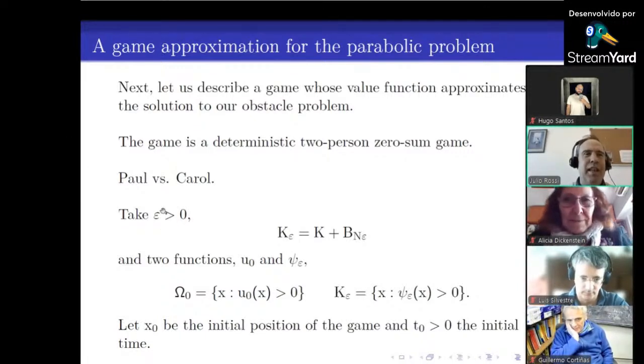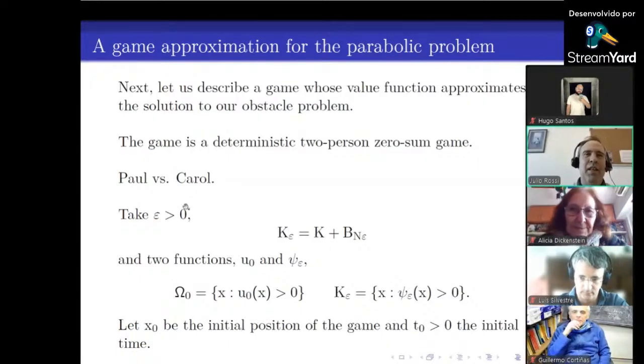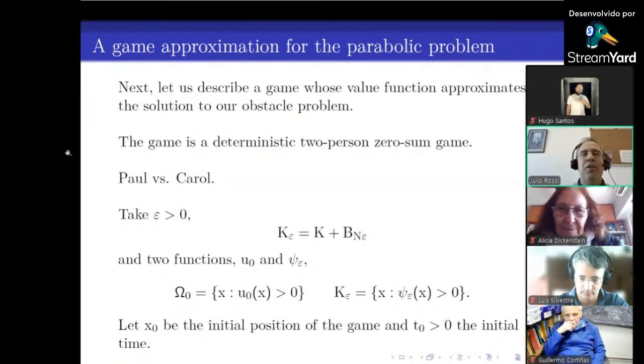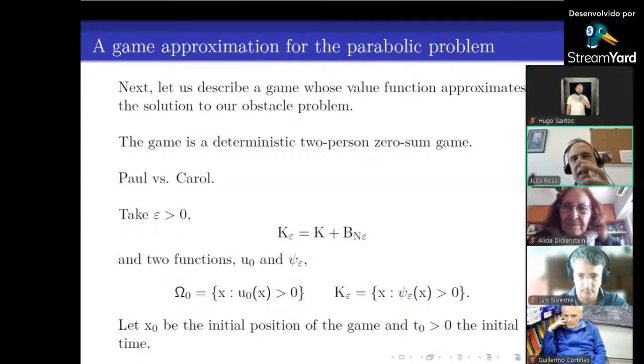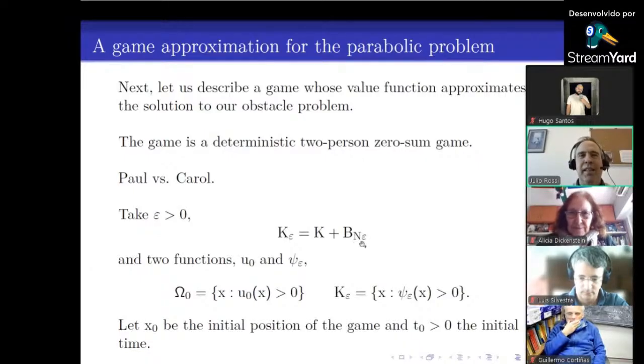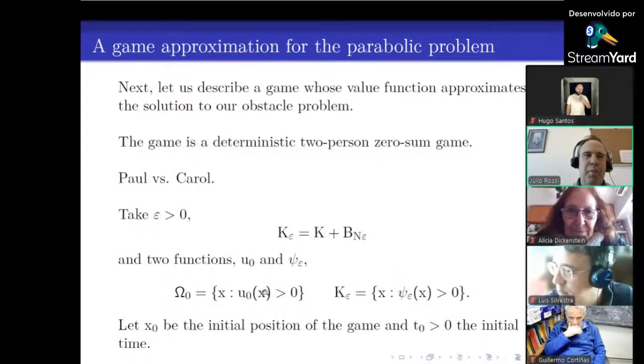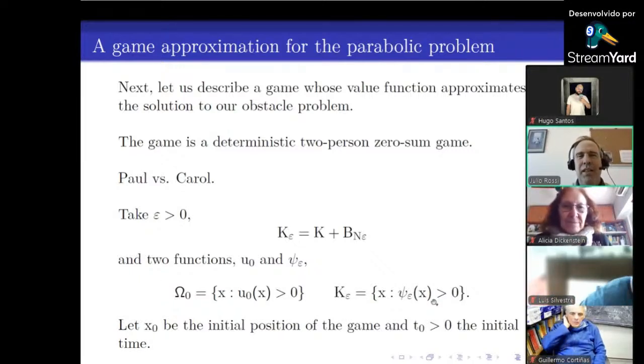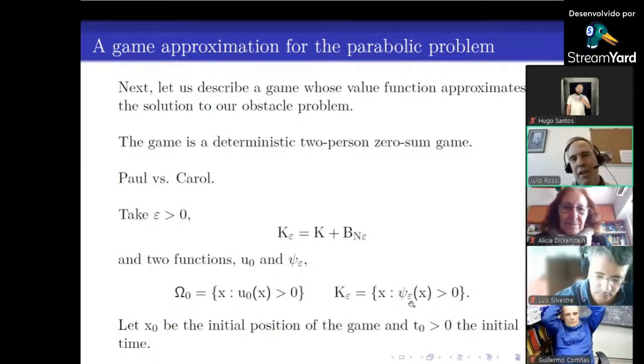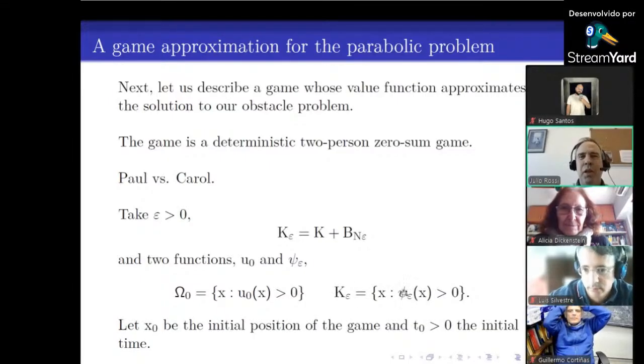Okay, the first thing is that you take some small epsilon and you enlarge a little bit your set K. And why do you enlarge a little bit your set K? Because you don't want to miss K doing discrete things. So you enlarge a little bit, adding a ball of exactly this radius. And again, capital N is the dimension of the space. So you take two functions, the set omega 0, and your initial surface is the boundary of this set omega 0. And you take a function psi epsilon. This will depend on the parameter epsilon as well, because you want this to be positive inside your set K epsilon, that was the original set K, enlarged a little bit.